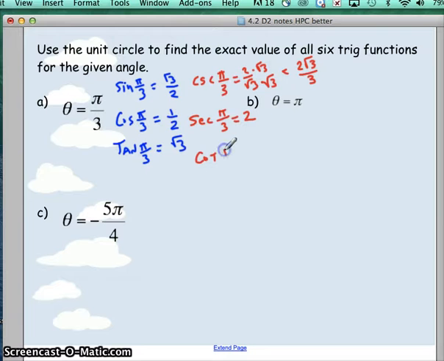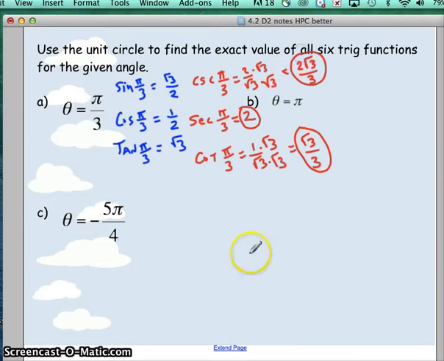And cotangent of pi over 3 would be the reciprocal of tangent. So I'm going to flip this, which would be 1 over radical 3. Again, I'm going to have to rationalize the denominator by multiplying by radical 3 on top and bottom. So we would get radical 3 over 3. So here's cotangent, here's secant, here's cosecant, and then we had our sine, cosine, and tangent. Those would be the 6 trig functions for that given angle.